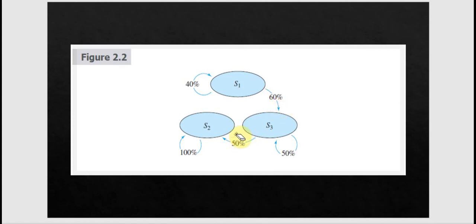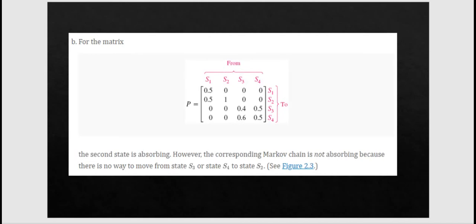Okay, let's look at another one. Here, notice that S sub 2 is said to be the absorbing state. Now, is it possible to go from S1 to S2 and then also from S3 to S2, S4 to S2? Well, here they say that this is not an absorbing chain because there's no way that you can get from S3 or S4 to S2.